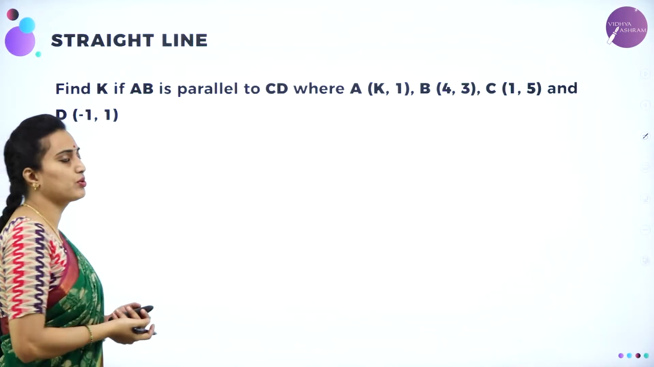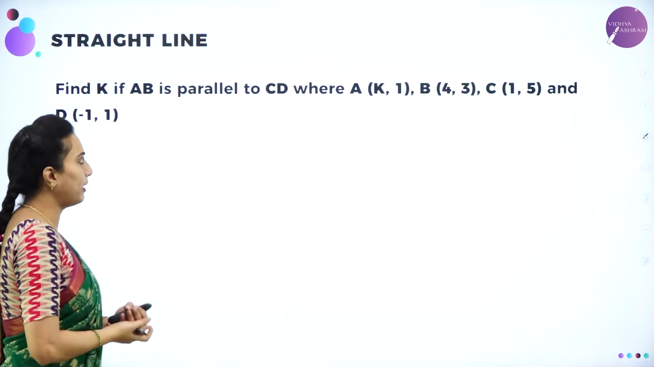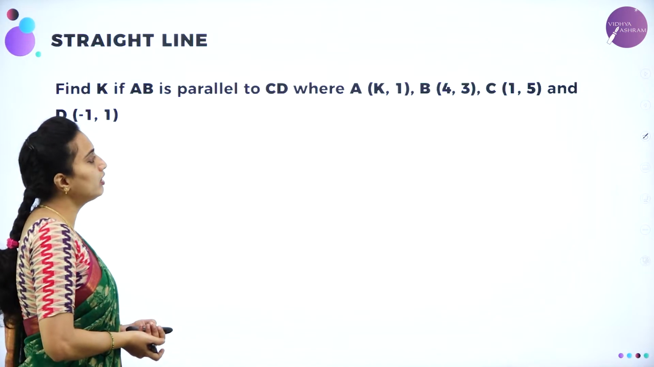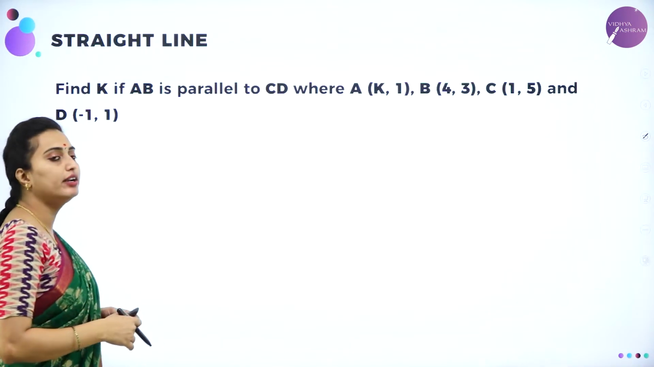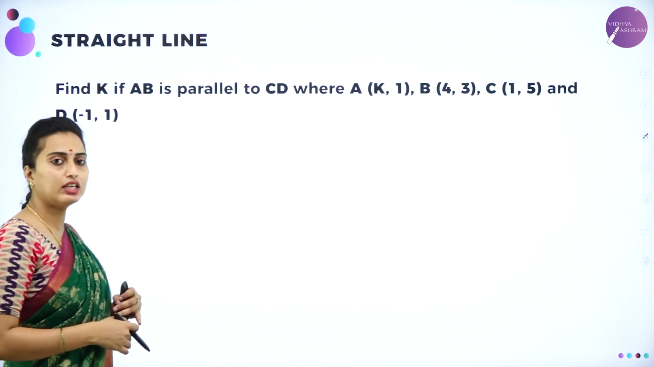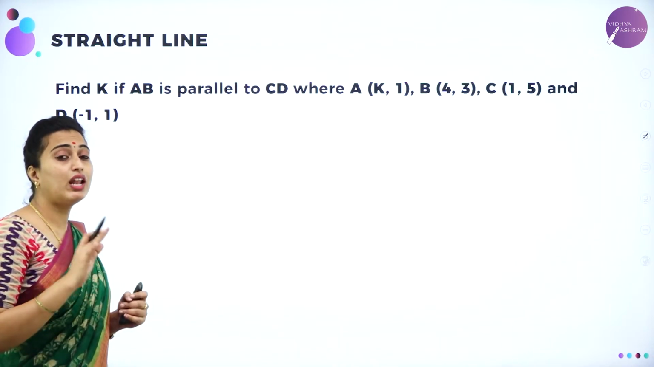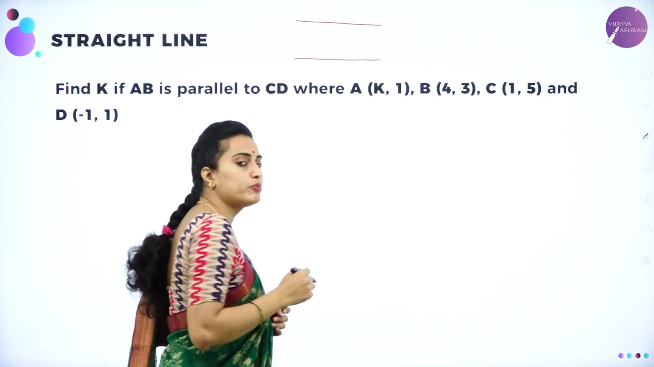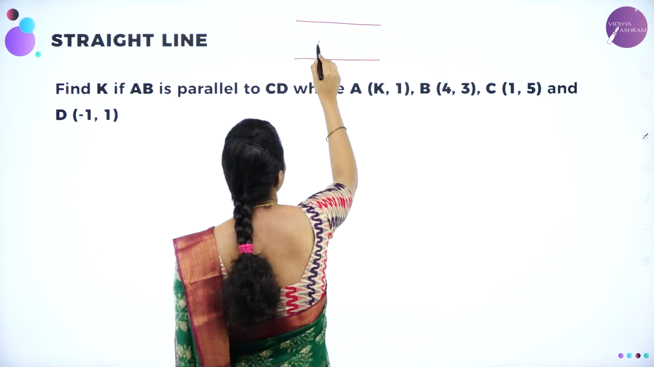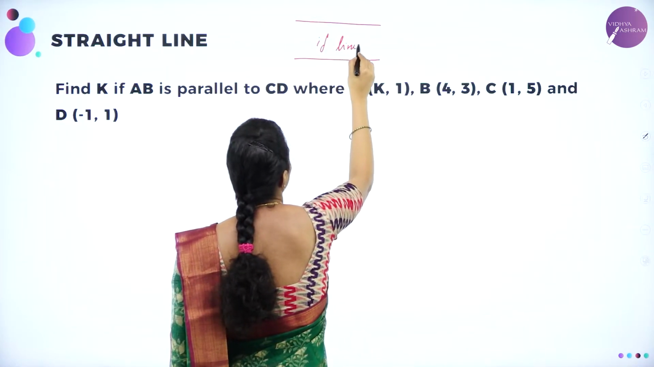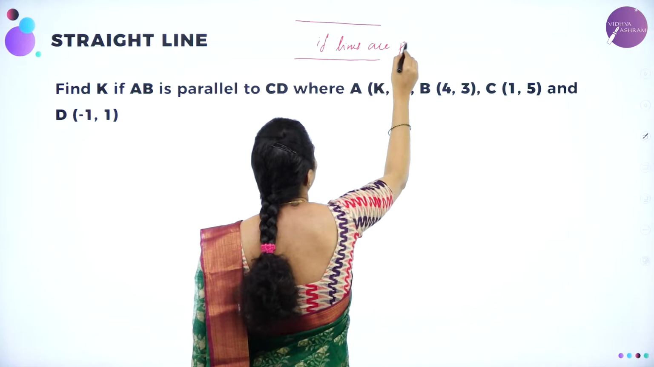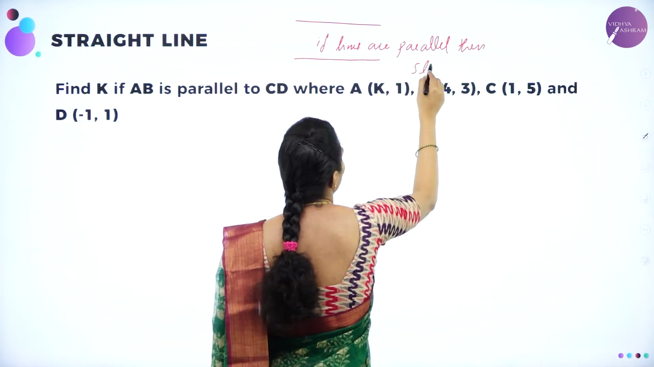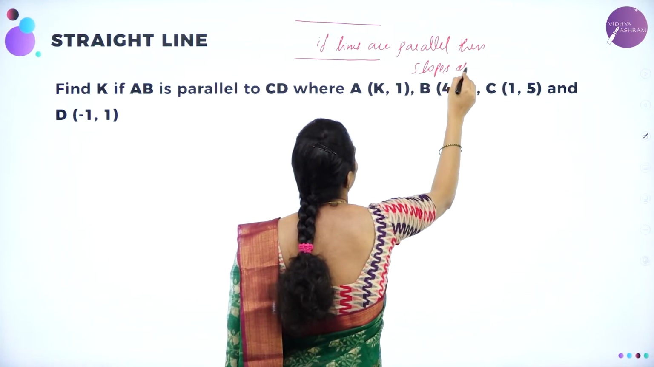The next question is: find k if AB is parallel to CD, where A(k, 1), B(4, 3), C(1, 5) and D(minus 1, 1) are the given points. Now, dears, see, if lines are parallel, then slopes are equal.